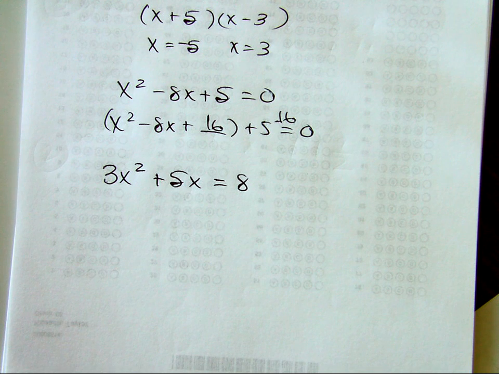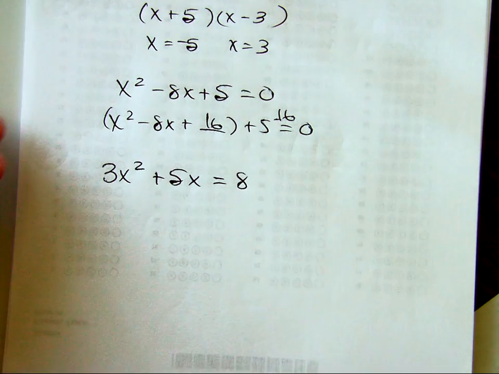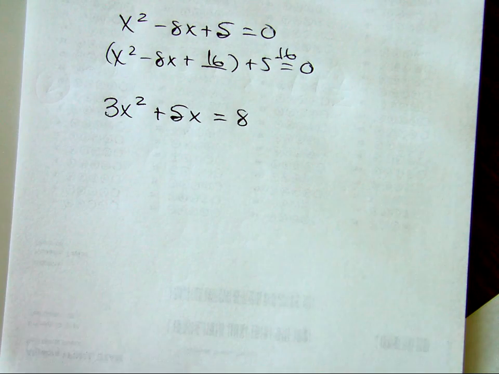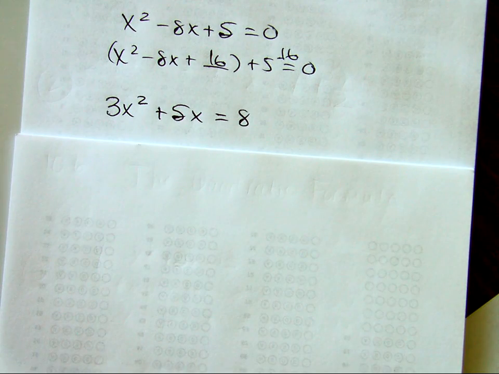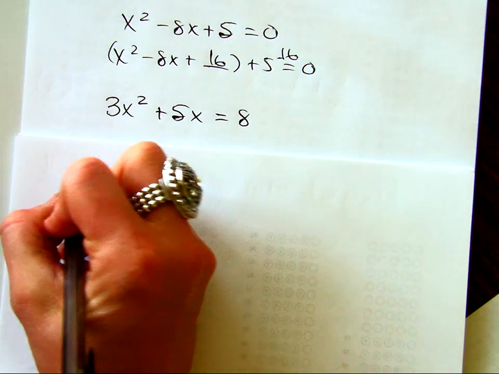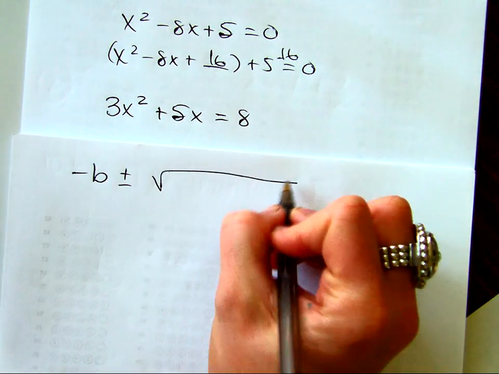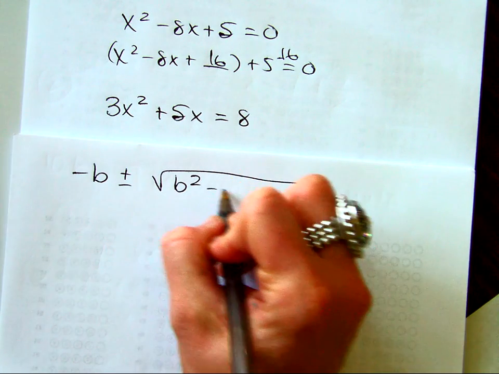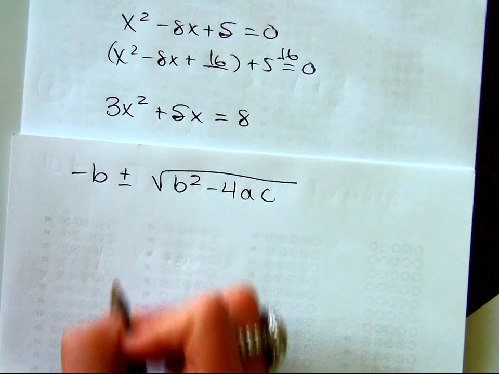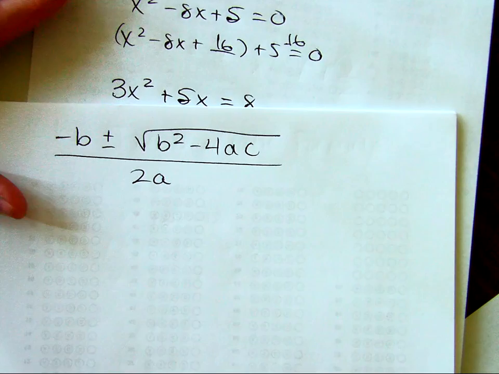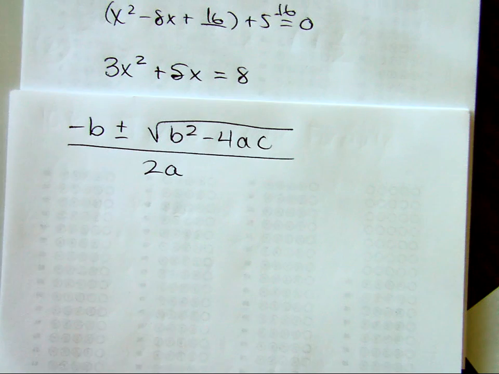Okay? Understanding where the quadratic formula comes from is a whole separate lesson in and of itself. So what we're going to do right now is I'm going to give you what is called the quadratic formula. You may or may not choose to memorize it. At some point you use it enough that you just by default remember it. It's the opposite of b, plus or minus the square root of b squared minus 4ac, all divided by 2a.